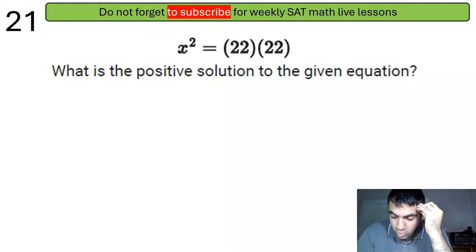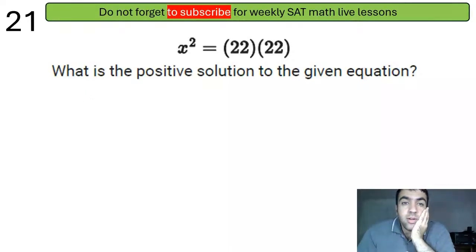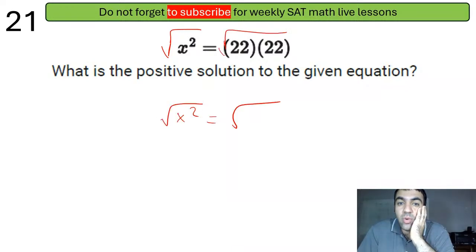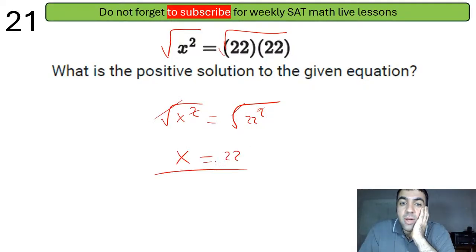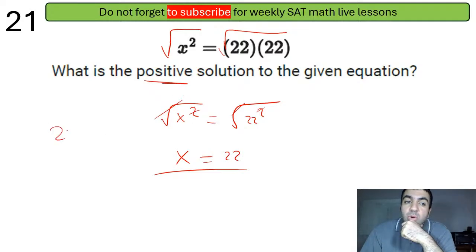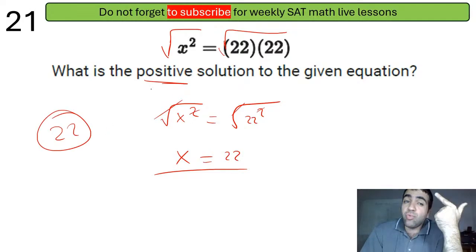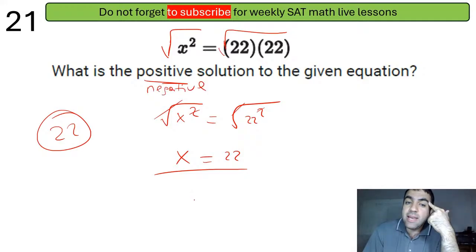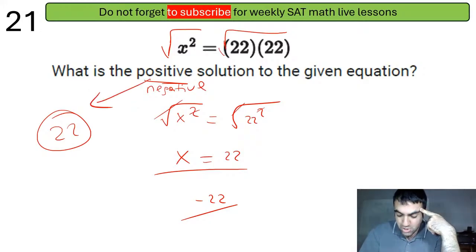Sahib says 22. We can take the square root of both sides of the equation, right? X squared is equal to 22 squared. Square root, x is equal to square root of 22. Positive solution. If we were asked to find a negative solution, it would be negative 22. But this is positive. Mr. Şahin, you were right.